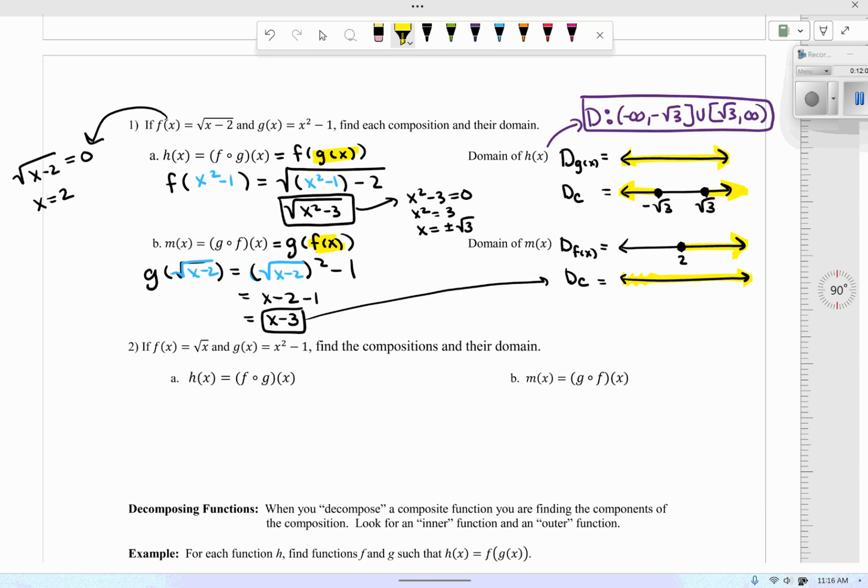And so that means that our domain for the entire composition would be where they overlap. So they overlap from 2 to infinity. So brackets 2 to infinity. So that would be our domain. So again, you have to be very careful about looking at the domain of what you substitute in. How does it overlap with the composition? And then wherever that overlap is going to give you the entire domain.